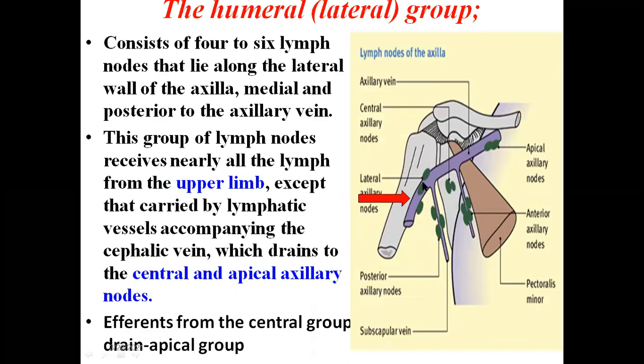Then we have the lateral group of lymph nodes, also called the humeral group. It consists of again 4 to 6 lymph nodes that lie along the lateral wall of the axilla, medial and posterior to the axillary vein. This group receives lymph from nearly the whole upper limb, except for the lymph carried by the cephalic vein, which drains into the central and apical nodes. This is the central one, and this is the apical axillary nodes. So efferents from the central group, again we know, finally everything goes into the apical group of lymph nodes.